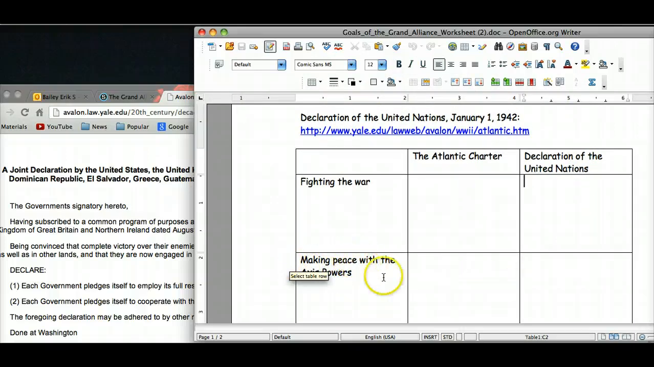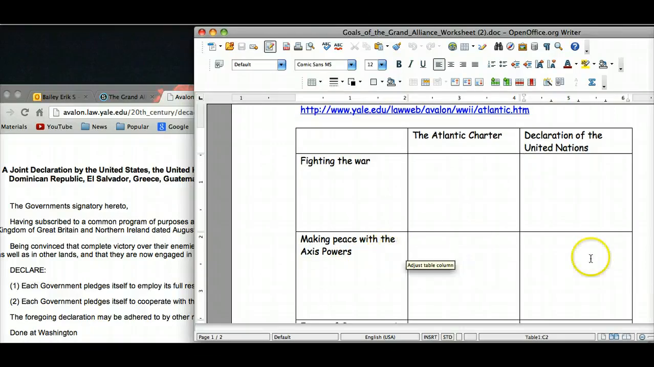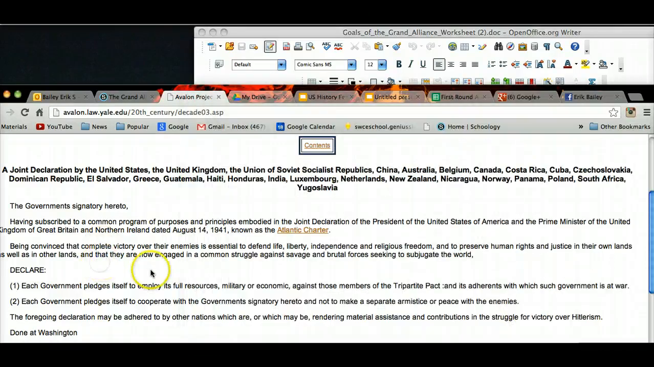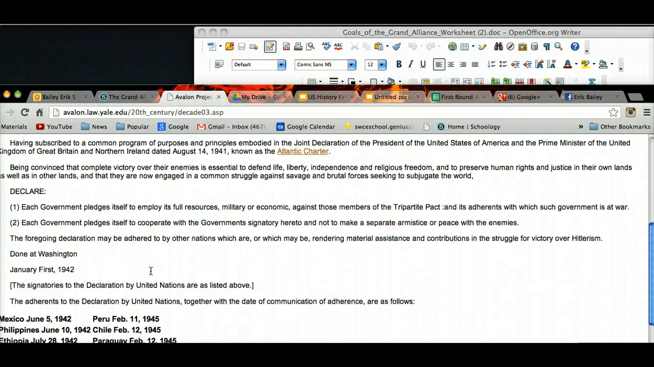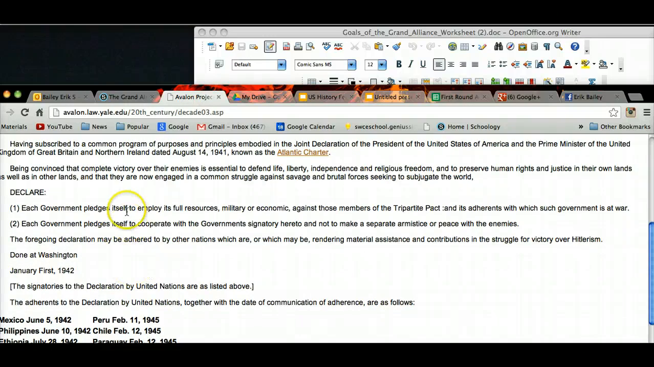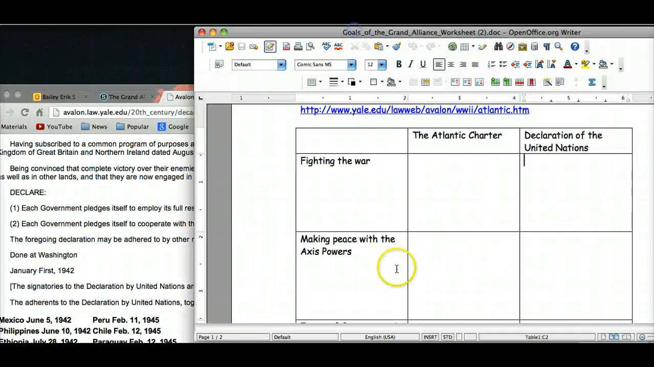So making peace, the topic making peace with the Axis powers. I believe this one doesn't, in the United Nations, there's nothing in there about, actually, it doesn't say anything about making peace with the Axis powers, but it does say about fighting the war with the Axis powers, so you can put that. But you can put NA when it says about making peace with the Axis powers. It doesn't say anything about making peace, it says about fighting the war. Okay, so you put NA right here for there.